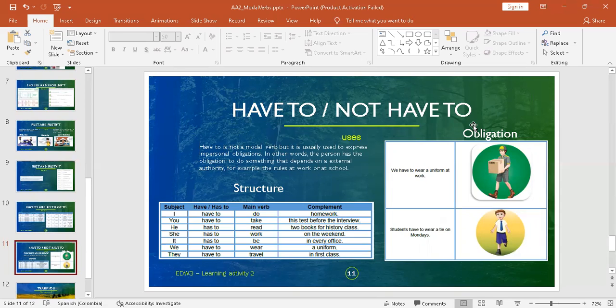Pero pues a veces no es que esté obligada a hacerlo, no es que I have to, no, es un asunto que por ética yo lo hago, entonces por eso utilizo más must y este have to. Entonces acá tenemos 2 ejemplos. We have to wear a uniform at work. Students have to wear a tie on Mondays, ¿cierto? Utilizar el uniforme de gala, está obligado a utilizar uniforme para ir a trabajar.